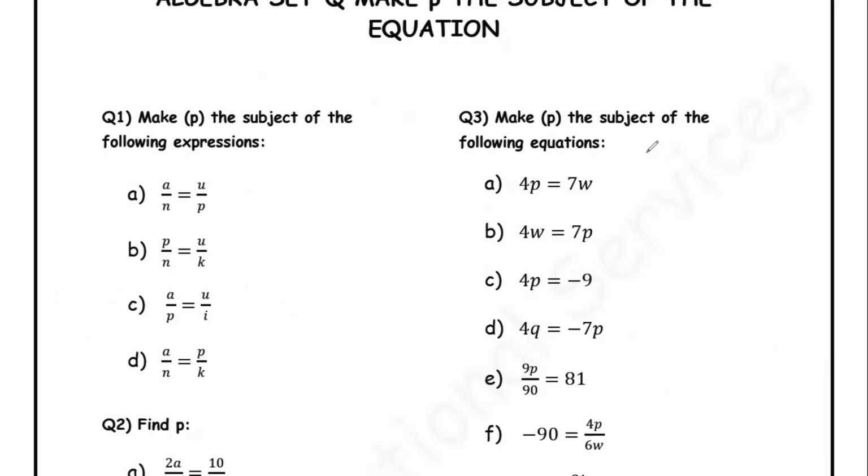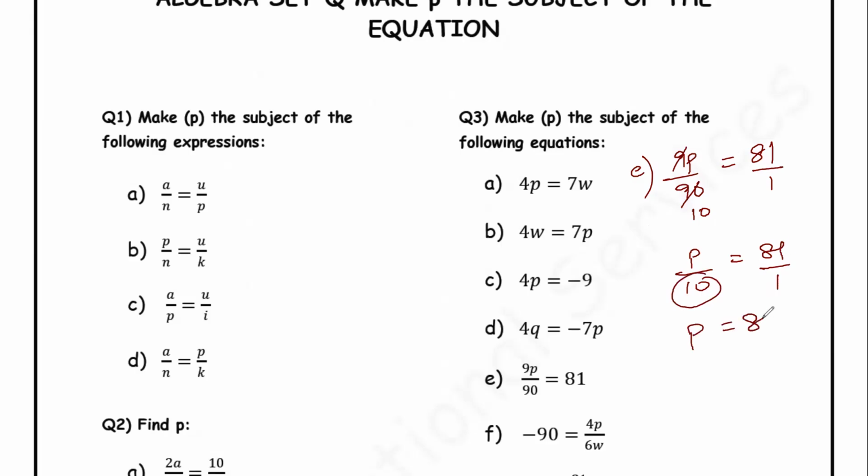Okay, E. 9P over 90 is equal to 81. So again, those who get confused whether 81 is in the top or bottom, just put a 1 down here and you know it's on the top. I'm going to simplify this expression first. So 9 goes into 90 10 times. So P upon 10 is equal to 81 upon 1. I'm simply going to take 10 next to 81. So I have P is equal to 81 times 10. And therefore P is 810. That's my answer for E.